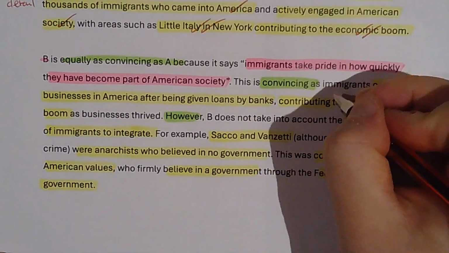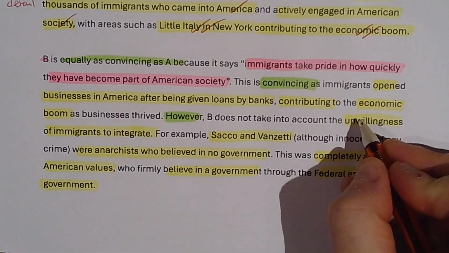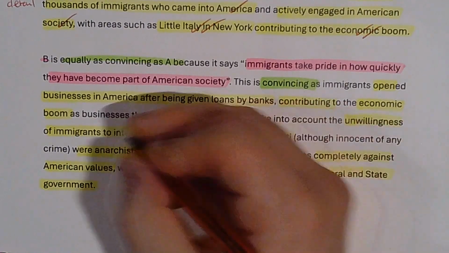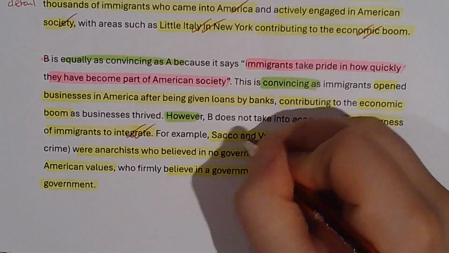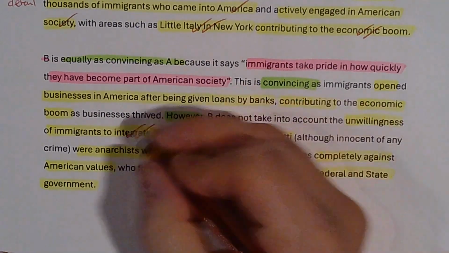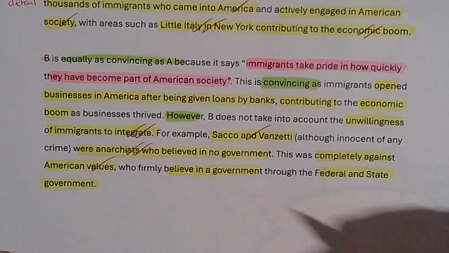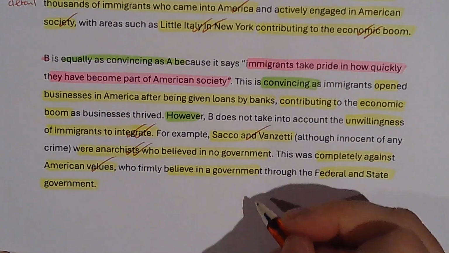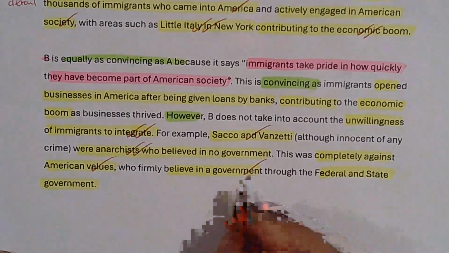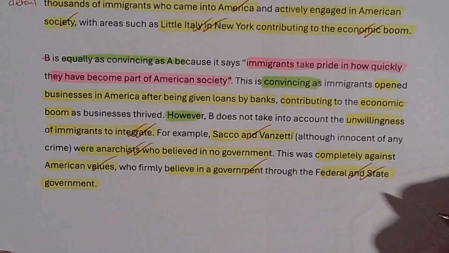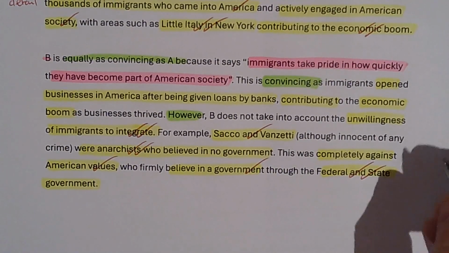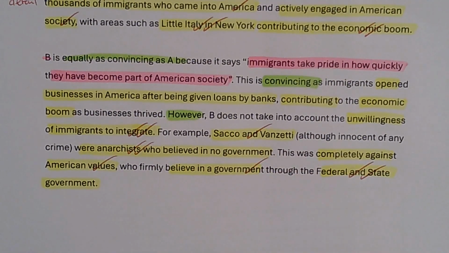However, B does not take into account the unwillingness of immigrants to integrate. We've got an example of Sacco and Vanzetti. They were anarchists who believed in no government. It's against American values. How do we know it's against American values? They believed in the government. What type of government? Federal and state. So even that level of detail there is going to get me 6 out of 8 marks.